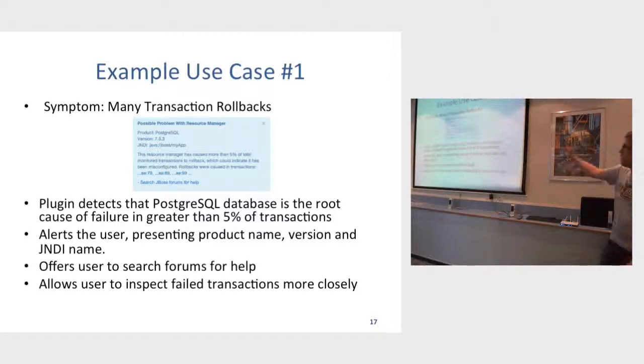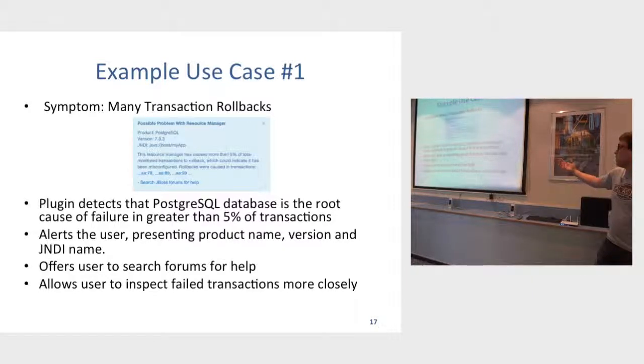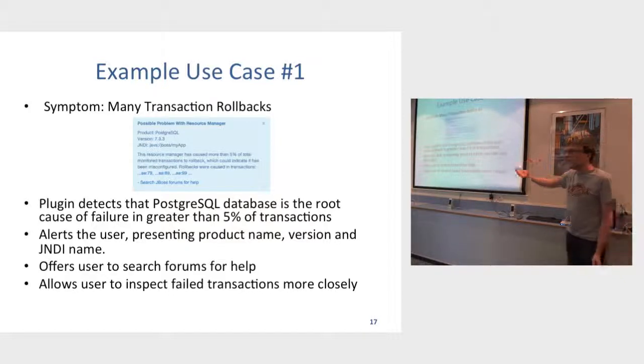to make a decision about this, and we can see then the plugin pops up, and lo and behold, the plugin's detected that the Postgres database is the root cause of failure in greater than 5% of transactions. Now, the 5% is just an arbitrary figure I've used for demonstration here, but you can fine-tune that as part of the expert knowledge we're looking for. So what do you get? It alerts the user presenting the product name, version, and JNDI name again.